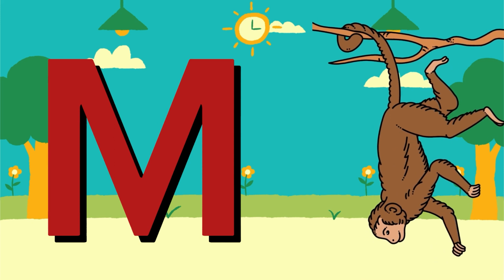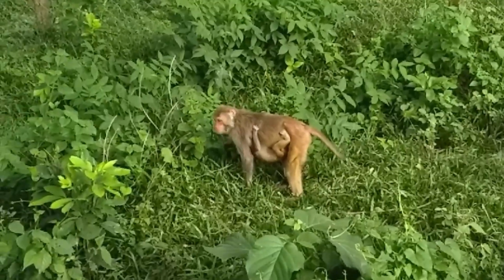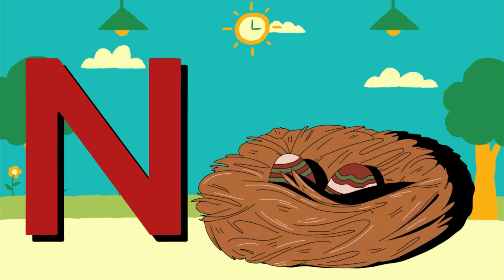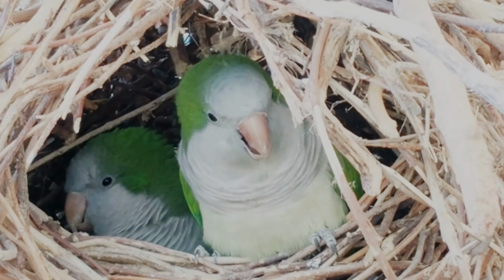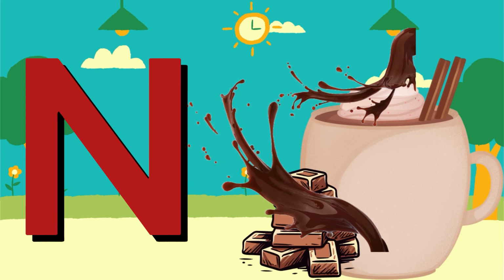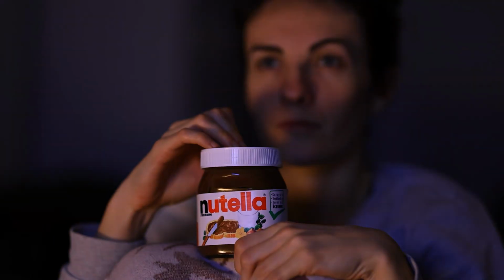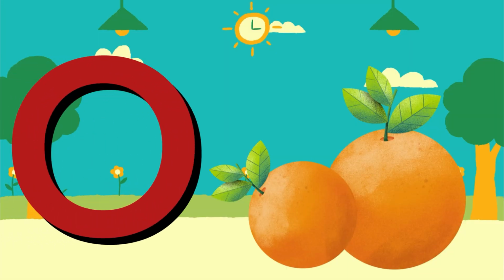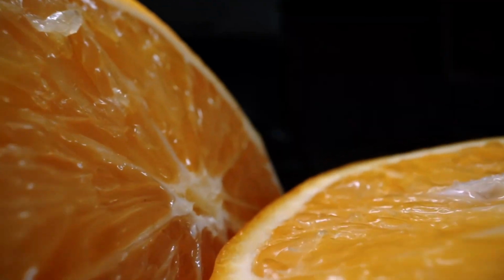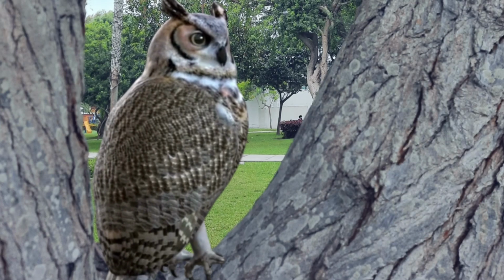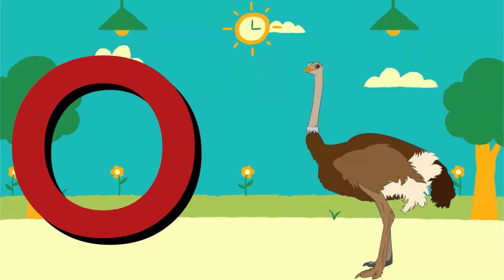M for monkey. N for nest. N for Nutella. O for orange. O for owl. O for ostrich.